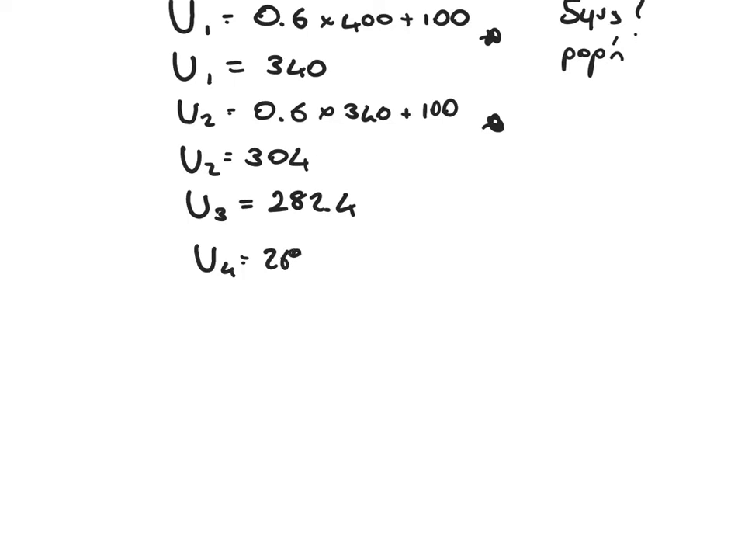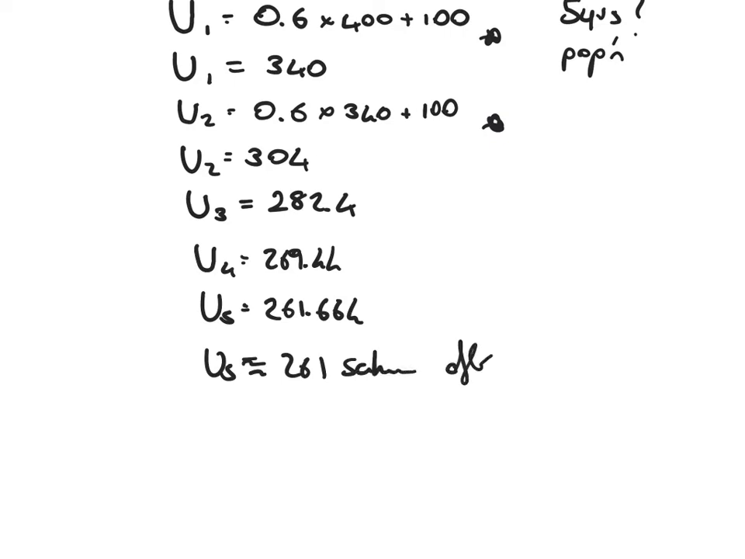And then 269.44, and finally 261.664, and let's round that to 261 salmon after 5 years as the estimate.